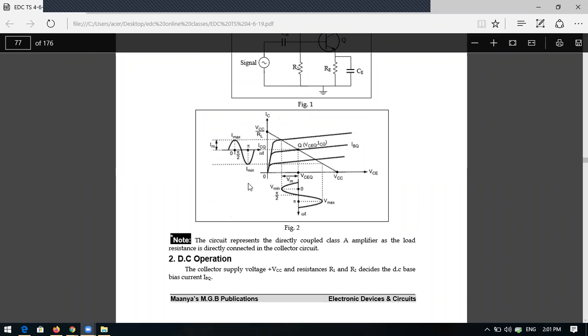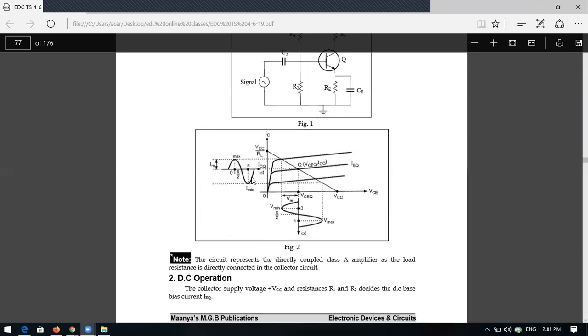What is the practical efficiency? Sir, less than 25%. Less than means what? 10 to 15%. Okay. Next, what is the efficiency of class A with transformer coupling? 50%, sir. Ideally 50%. So what is the practical? It will be only 25 to 50%. So that is a maximum of 50. Generally it is 25 to 50 in the practical case.